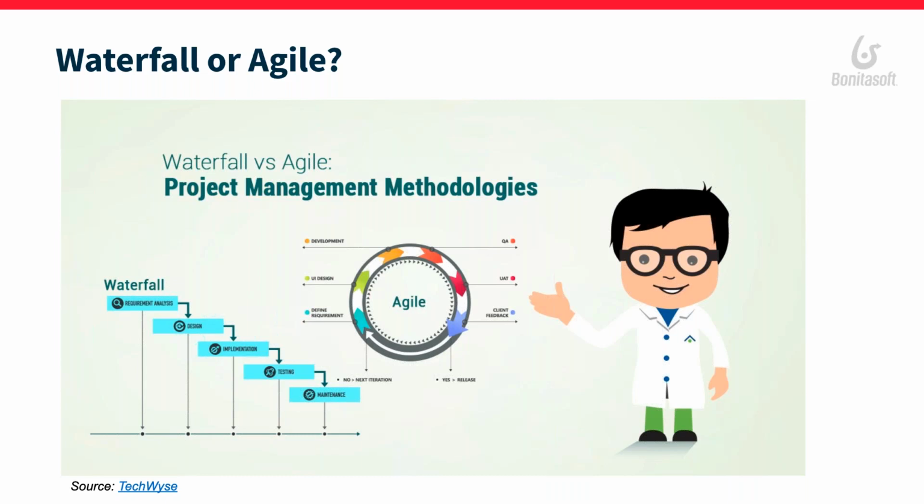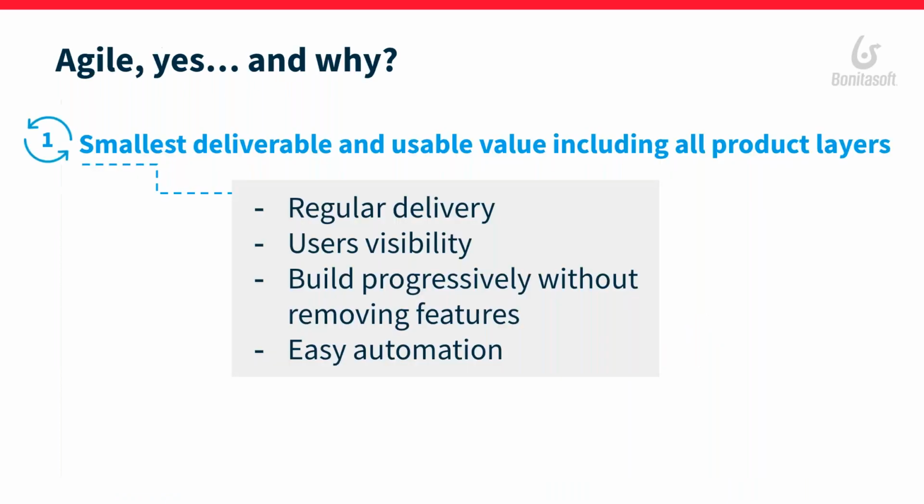That's why in this kind of project, impacting your organization, impacting the way you are going to work, impacting the order in your tasks, sometimes we really advise you to remain in an agile mode. Which kind of agility are we going to recommend? The methodology we really recommend is to deliver at each iteration, at each sprint, the smallest deliverable and usable value, including all product layers.